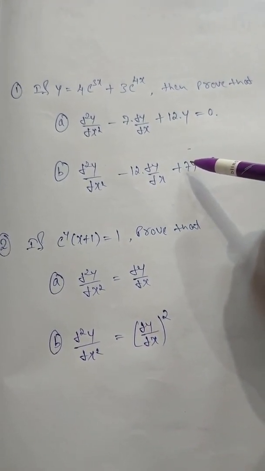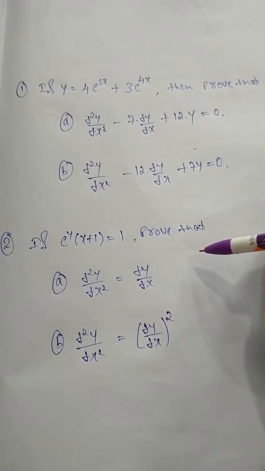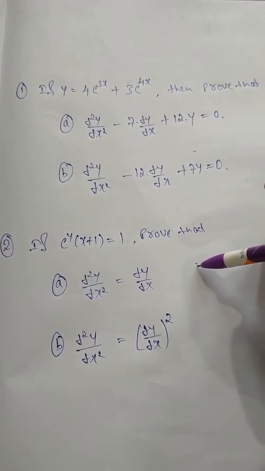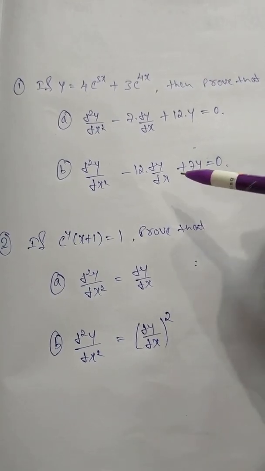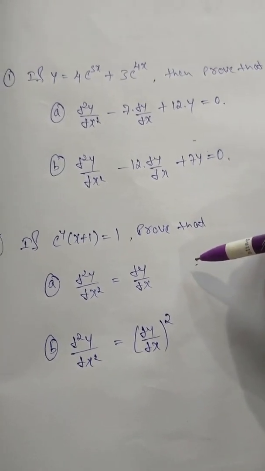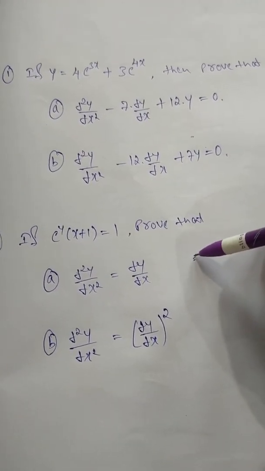So I am going with the second problem. The second problem is a very important problem. It is somewhat difficult for some students. They feel it is difficult, so they can't solve this problem. So I am redoing this problem in this video. This is also a very important 5 marks question.